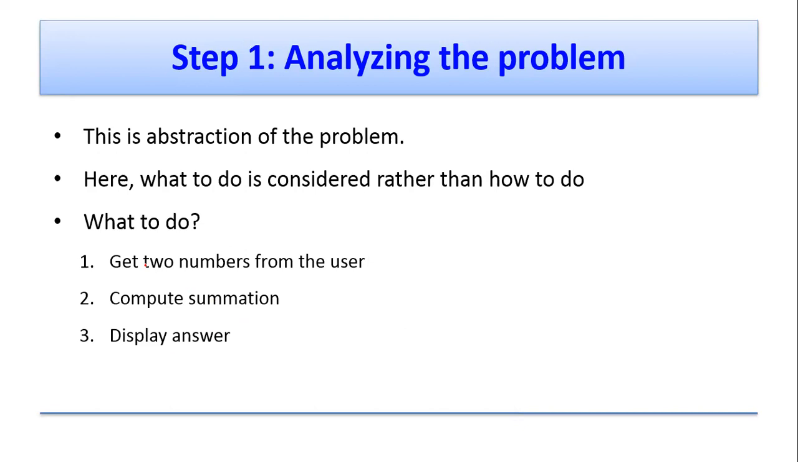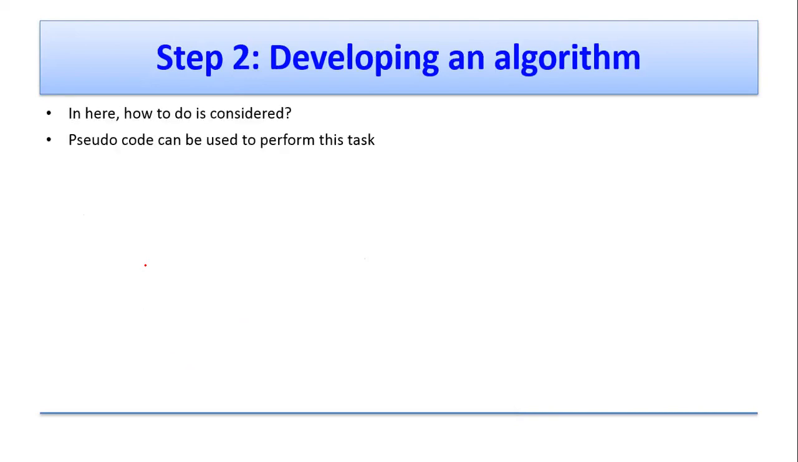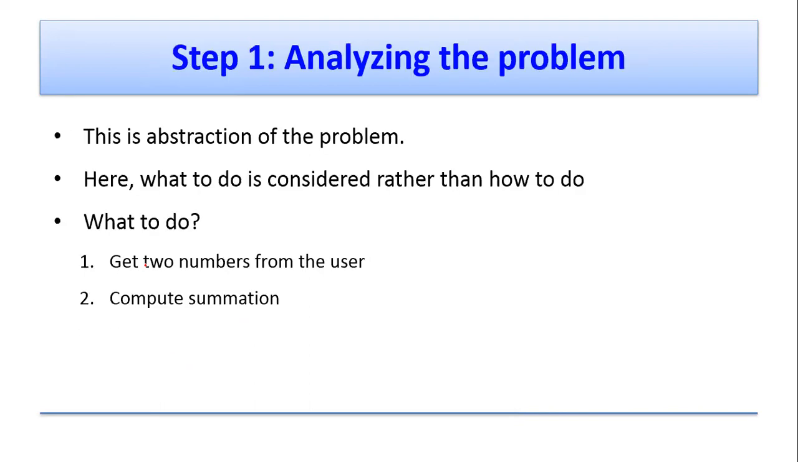Then we have to consider how to do this, so developing an algorithm. In how to do, the first step is analyze the problem. In the analyze the problem phase, we consider what to do in this problem: get two numbers from the user, compute the summation, and display the answer. Those are the things that we have to do.